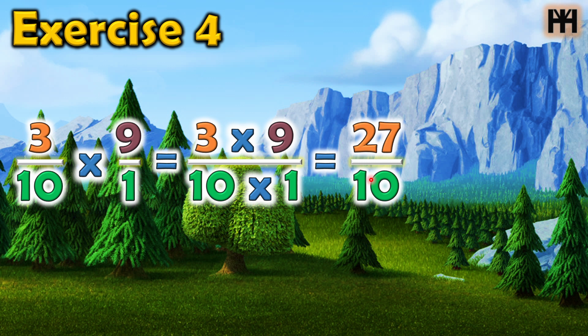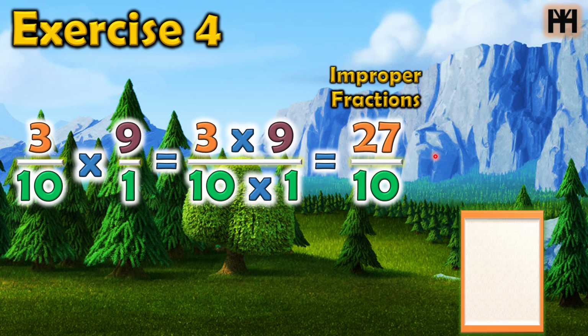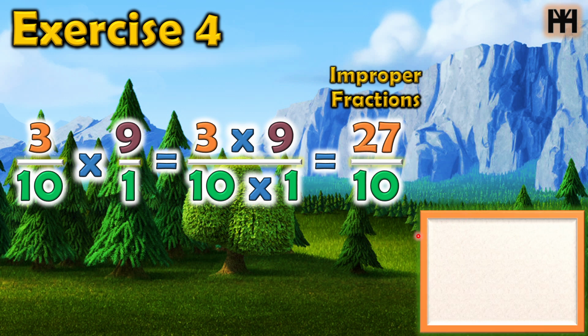Are we done here? No, actually we're not done yet, because this is an improper fraction, as the numerator is greater than the denominator. So we still have to simplify it to make it a proper fraction. Okay, let's do the long division here. So the 10 will be outside and the 27 will be inside.